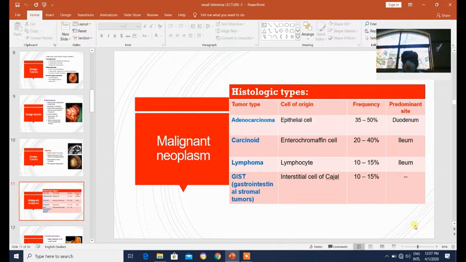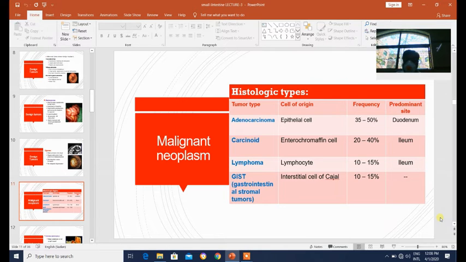So after discussing these two benign varieties of the small intestine, we will discuss some malignant counterparts. The common varieties are adenocarcinoma, carcinoid tumors, lymphoma, and gastrointestinal stromal tumors. These are the salient features regarding adenocarcinoma. These originate from the epithelial lining of the small gut, and are present in 35 to 50% of cases, and mostly these are located in the proximal intestine, where the duodenum is the most common site of involvement.